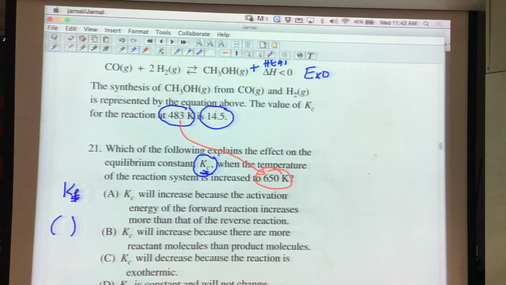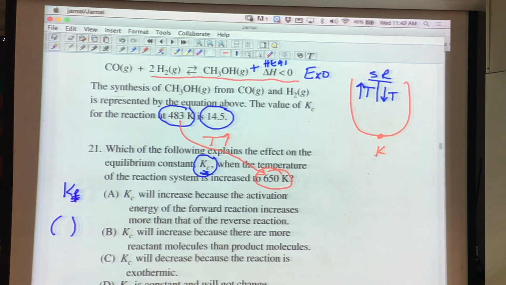Now, if the temperature is increasing, how does the K change? I'm going to draw it. Let's think about this. The temperature is increasing. I know it's going to make a change, so I'm going to use my little stress response. What's the stress? The temperature is increasing. What would be the response by the reaction? To decrease the temperature, always do the opposite. Now, how do we decrease temperature if we increase it? We're going to favor the endothermic way. It's going to be more spontaneous in the reverse, to the left. So I'm going to go that way.